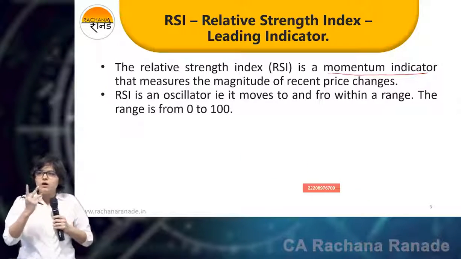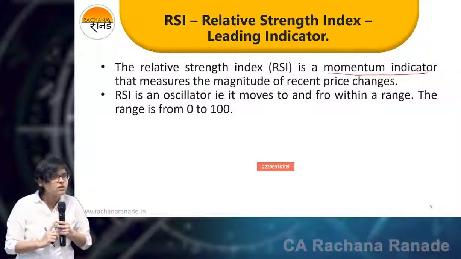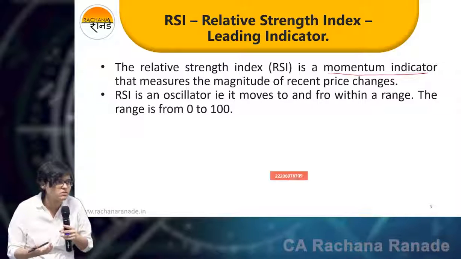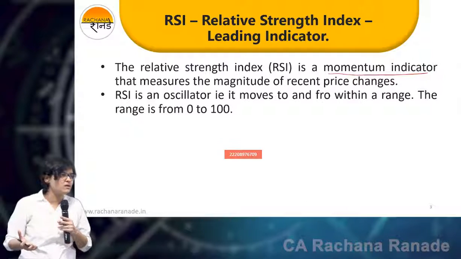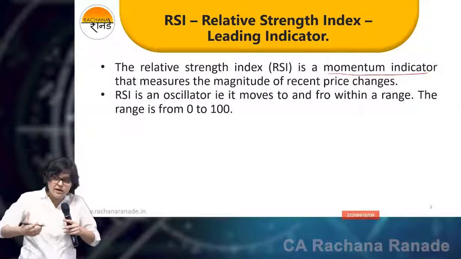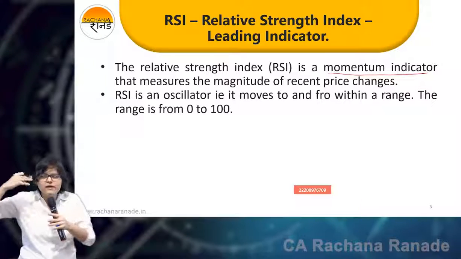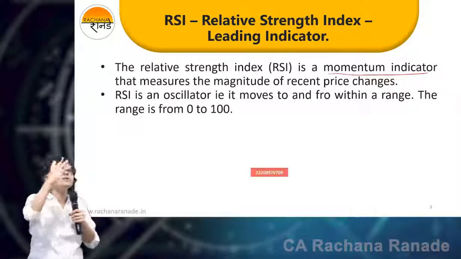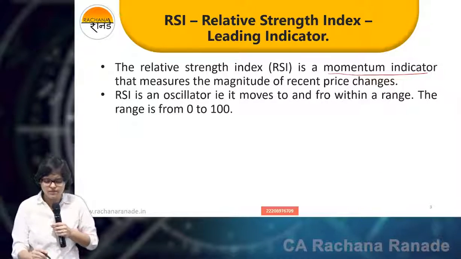Rahul Dravid and Virender Sehwag both hit a century. What is important? You know how many balls. For a test match, it might not matter, but for a one day, it will definitely matter. So we are not only comparing strength, we are analyzing strength, and we are also analyzing the speed with which it goes. So it's a momentum indicator.